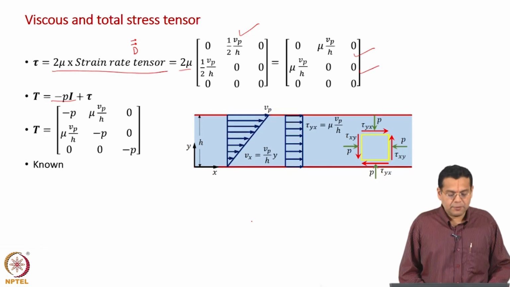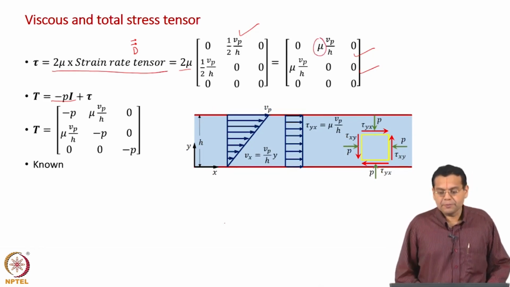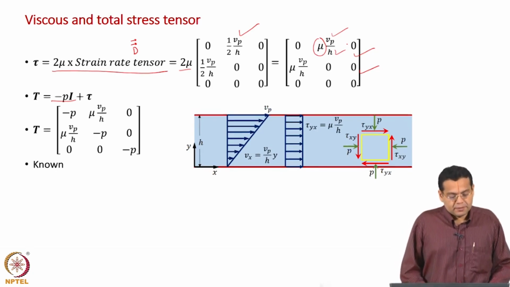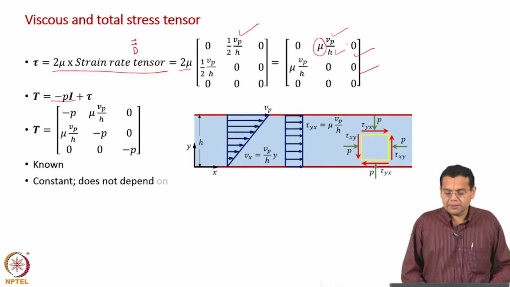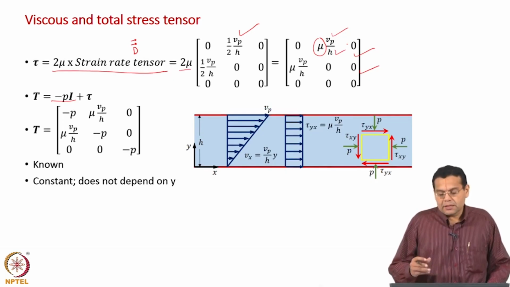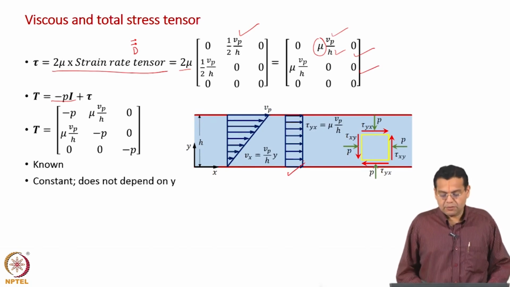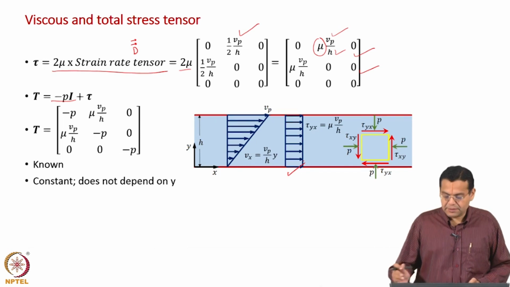What are the variables which describe the flow? One is of course a property of the fluid, mu, another is the velocity of the top plate, and another is the distance between the two plates. So, you are able to evaluate the viscous stress tensor and the total stress tensor. What is the other observation? If you look at the viscous stress tensor, it is just a constant. Mu is a constant, V p is a constant, H is a constant. So, it does not depend on y, and that is what is shown here. The shear stress component of the viscous stress tensor, or viscous shear stress, does not depend on y, just a constant. This stress element we will discuss in the next slide.